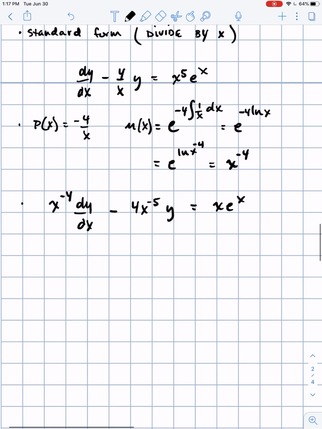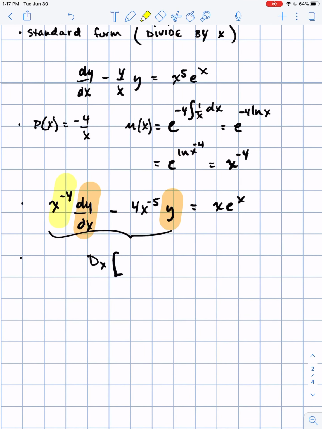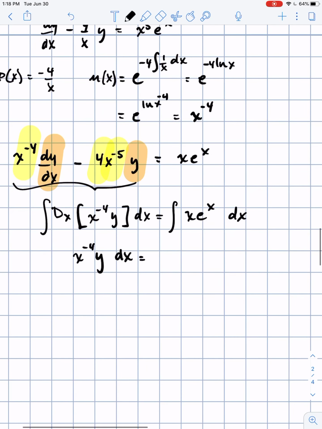Now here you can see that's the derivative of, let's talk about it again. We already know the derivative of y is dy/dx, and the derivative of x to the negative 4 is negative 4x to the negative 5. So we get x to the negative 4 y equals x e to the x. Let's take the integral with respect to x. The left side's very easy now, it cancels out. Now, let's talk about this. Actually, let's bring this down so I can show you.